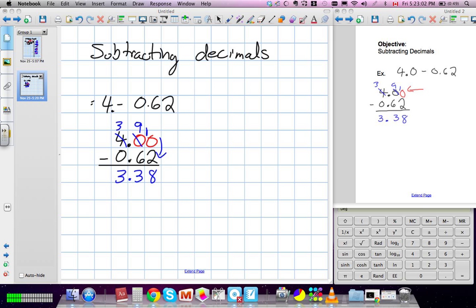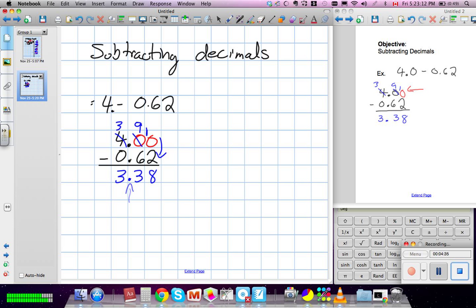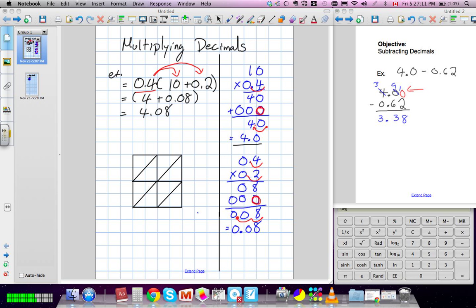So 3 subtract 0 is 3. And the decimal just comes straight down in that same column. So we just bring it straight down like that. It's 9 take away 2, makes sense? 7.